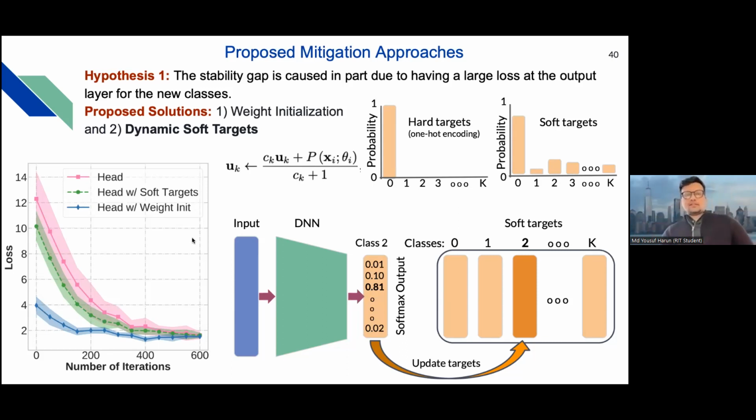As we can see in the figure, using soft targets, that is the green curve, it minimizes the loss. It starts from a lower value than hard target, and then gradually decreases. We also compare weight initialization, and that performs even better. It starts with very low loss at the output layer in the beginning, and then gradually drops.